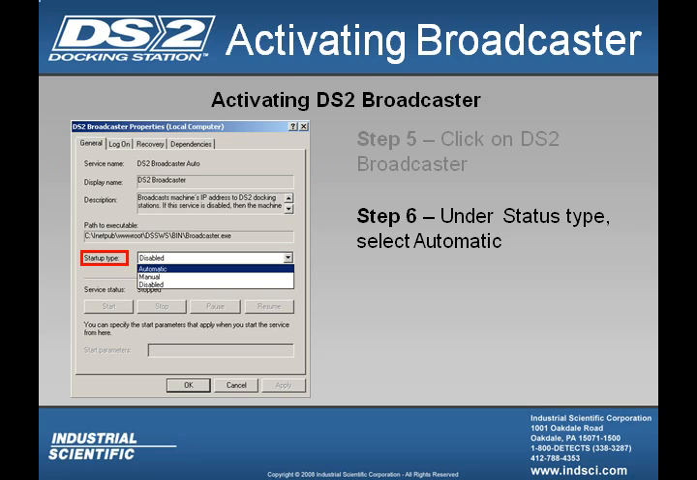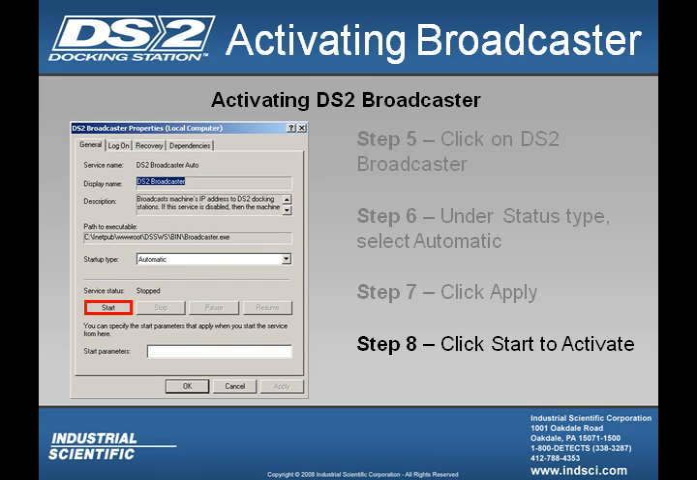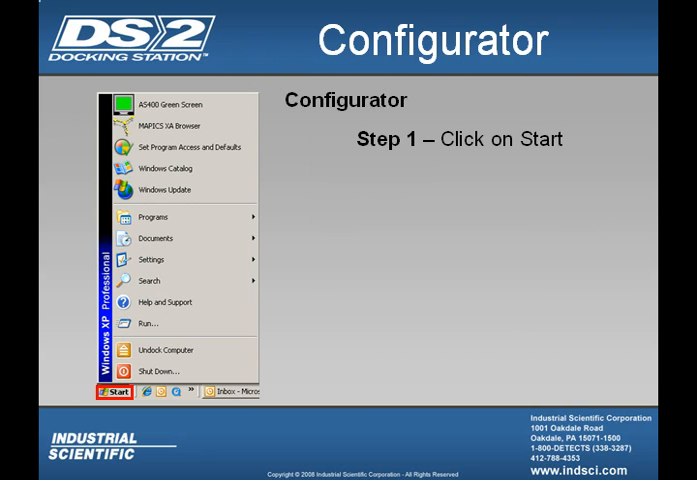Under the status type, we're going to select Automatic, so it'll automatically be broadcasting out the server IP address. We click on Apply. And then to start the operation, we have to click Start to activate DS2 Broadcaster. But let's look at our second option, which is using Configurator.